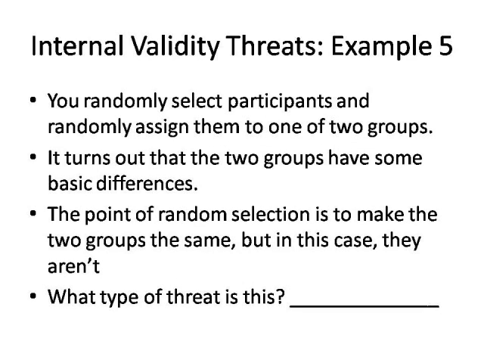Number 5. You randomly select participants and randomly assign them to one of two groups. It turns out that the two groups have some basic differences, even though random selection was used. Now, the point of random selection is to make the two groups the same, but in this case, they aren't. What kind of threat is this?